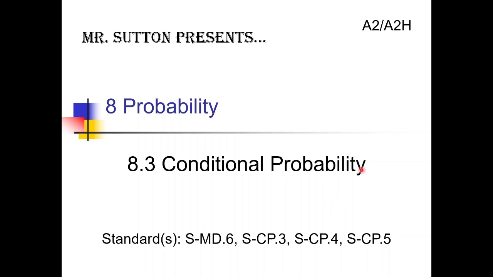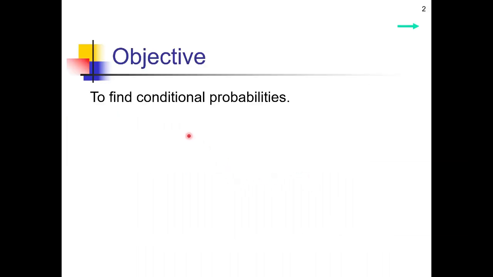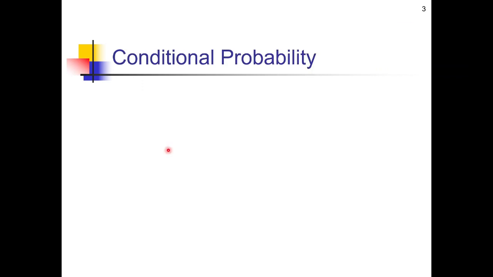Hello there, Mr. Sutton here, bringing you the Algebra 2 8-3 lesson on conditional probability. As the title suggests, in this one we are going to be finding conditional probabilities, and we'll get a little bit more into what that means exactly. We're going to begin this lesson with a definition of conditional probability.